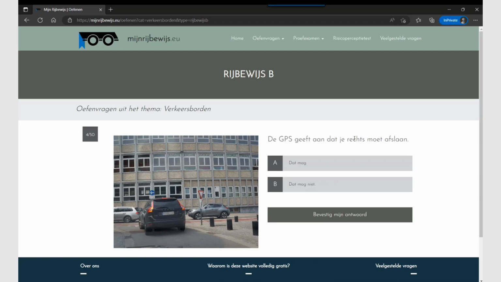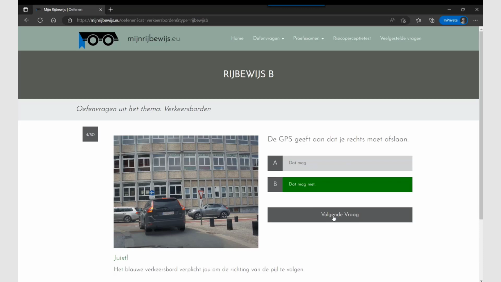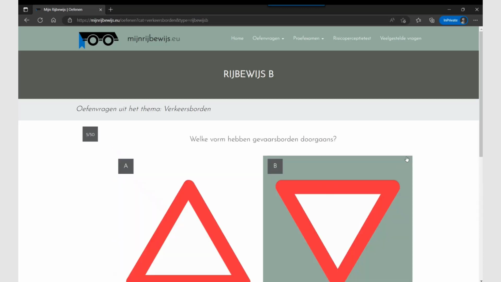The GPS says that you must turn right. And it asks, is that allowed? Is that not allowed? So definitely it's not allowed. Why? Because you see an obligatory blue board which says from here everyone must obligatorily, compulsorily turn left. So that's correct. So let's move on to the next question.